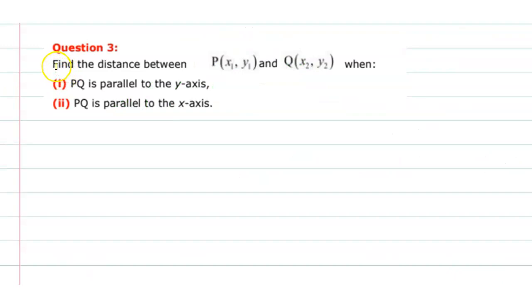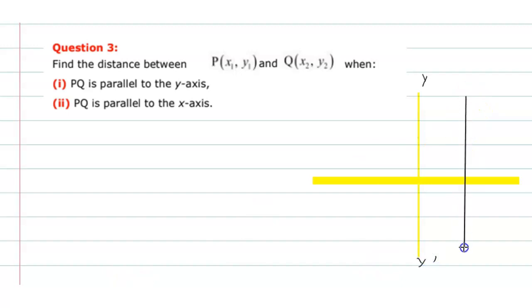Question number 3. Find the distance between P and Q when PQ is parallel to the y-axis, and the second part is PQ is parallel to the x-axis. So first we will draw the y-axis and x-axis. Now first is PQ parallel to the y-axis. This is the y-axis, and draw PQ. This is parallel to the y-axis.